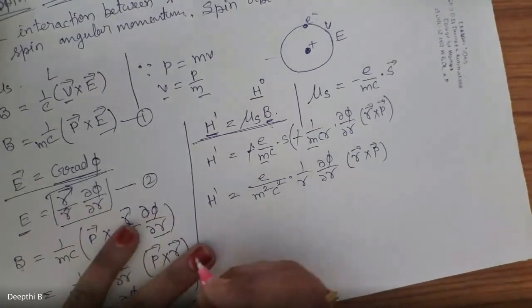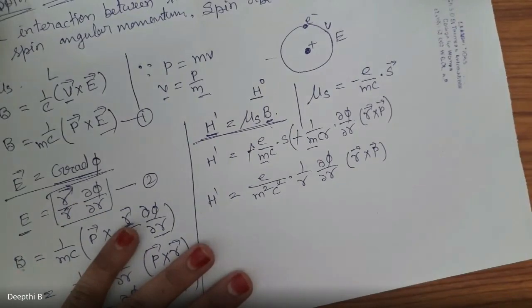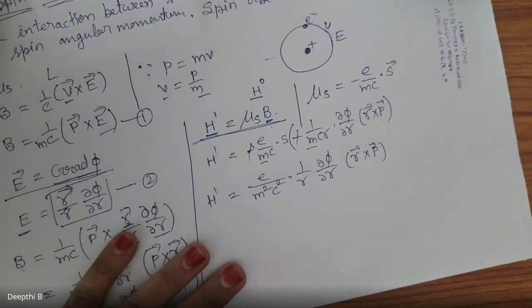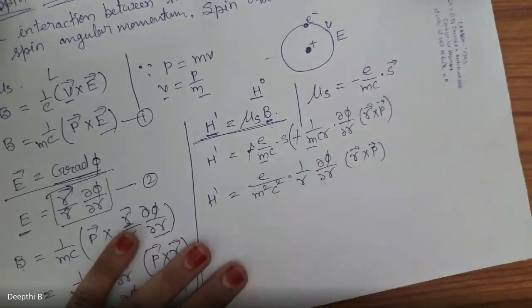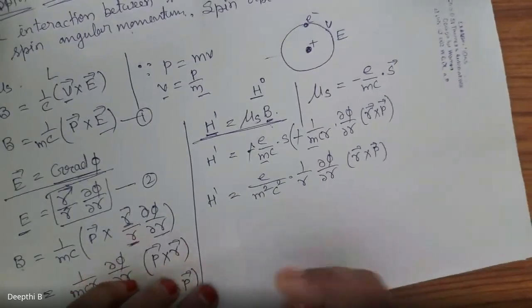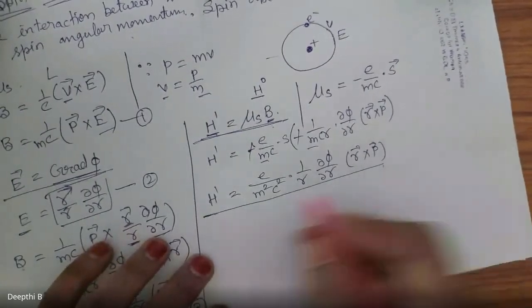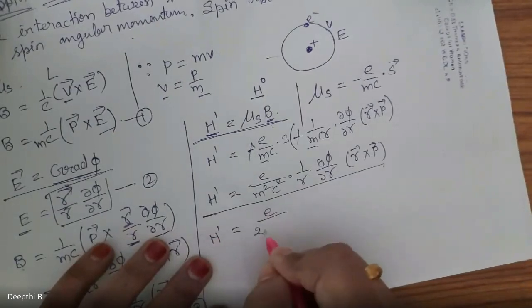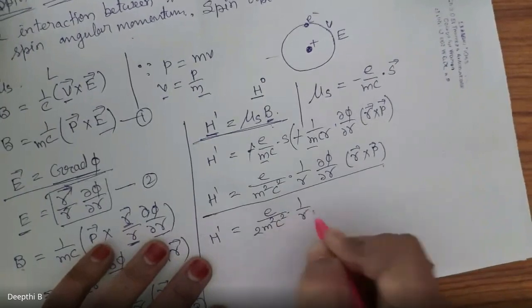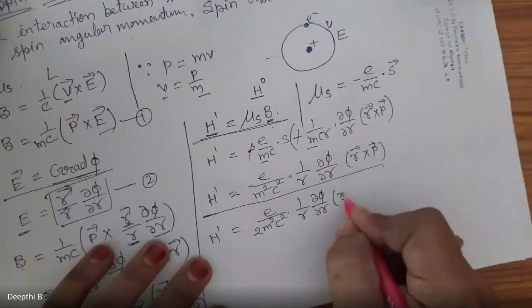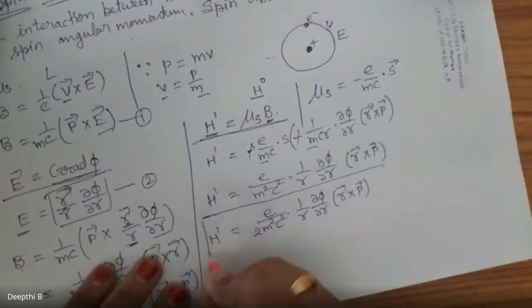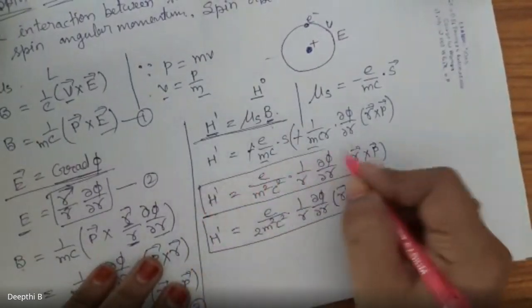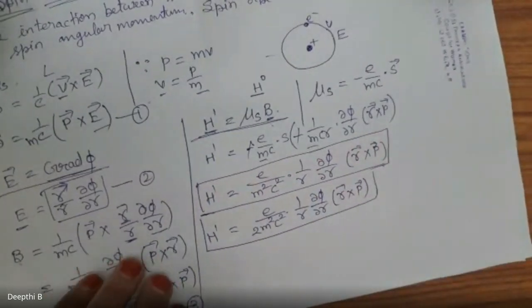So if we transform to the normal frame of reference in which the nucleus is at rest, the energy is reduced by a factor of 2. This energy is reduced by factor 2 when we calculate for the nucleus. That one is for the electron, and when we calculate for the nucleus, H prime is equal to E by 2m square c square into 1 by r dou phi by dou r cross p. This is for the nucleus and the earlier one is for the electron. It's a very important question, students.